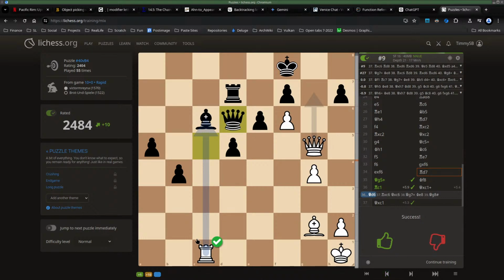Going here is not good. You can take it for free, and then win the queen as well anyway. So might as well take the rook. I think it's a very good puzzle.